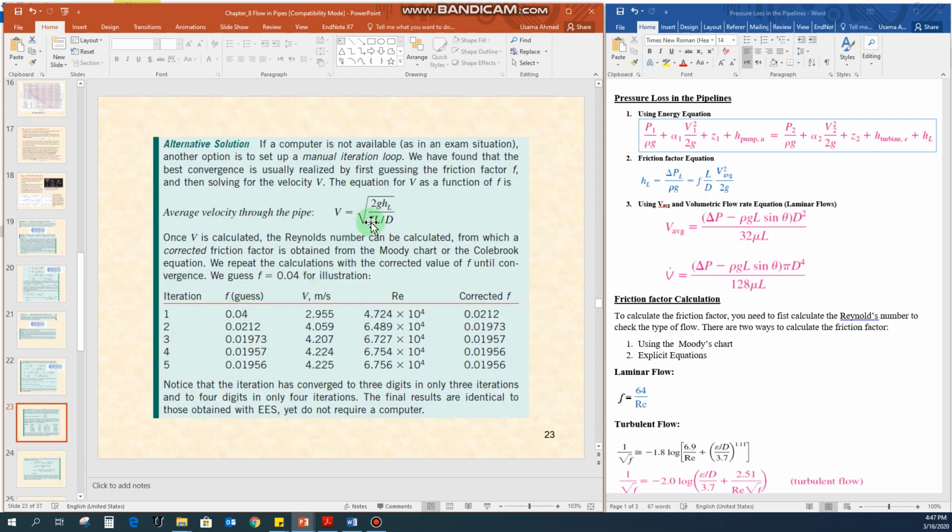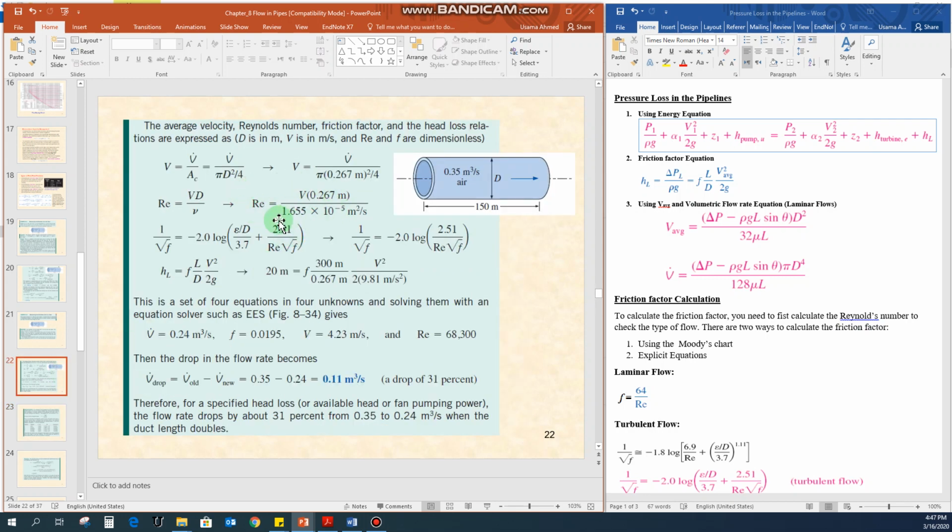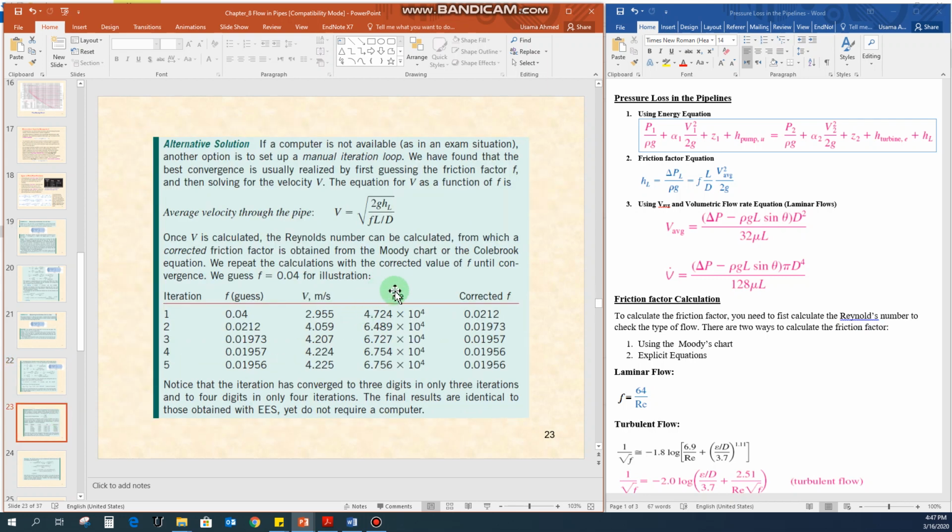So we supposed a guess value for f to be 0.04, and then we calculated the velocity. Once we have the value for the velocity, we calculated the Reynolds number, and from this Reynolds number value, we again calculated the value for the friction factor. Now this value becomes a new guess value, and we do the same process again. Every time you do the iteration, you will get a new corrected friction factor.